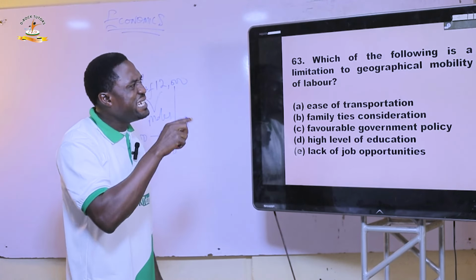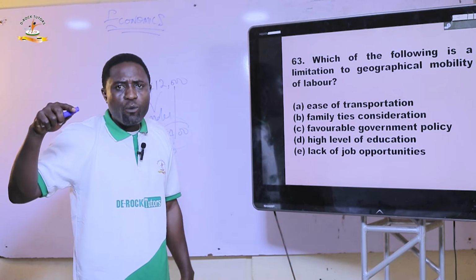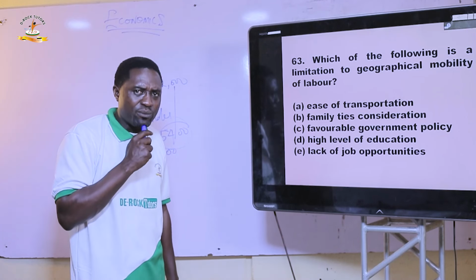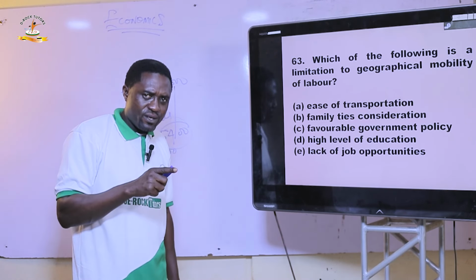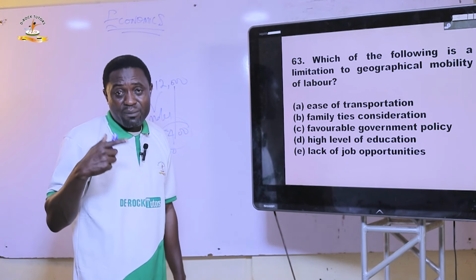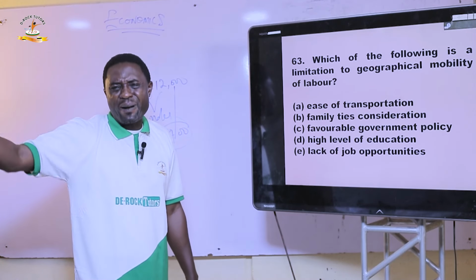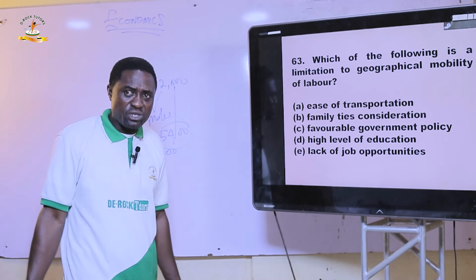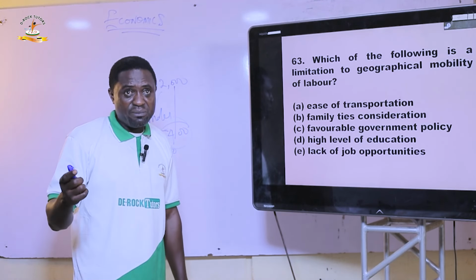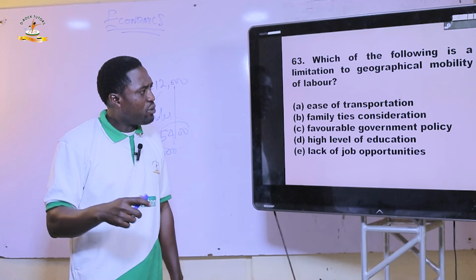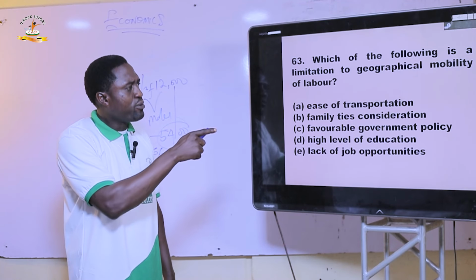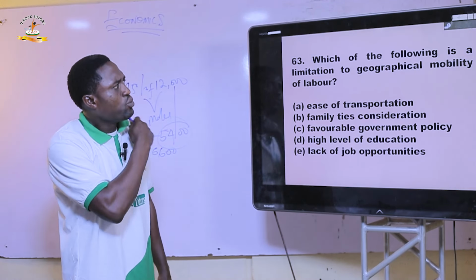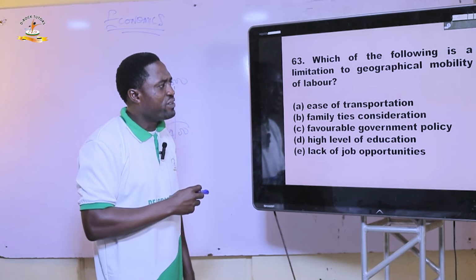Which of the following is a limitation to geographical mobility of labor? You want to move to another place probably because of employment, so that you can look for greener pastures. But what can be a limitation? A, ease of transportation. Well, that is actually not a limitation. There may be stronger ones: family ties consideration, favorable government policy, high level of education, lack of job opportunities.